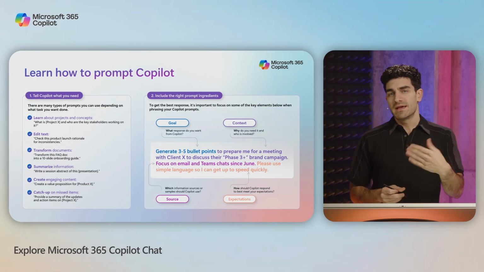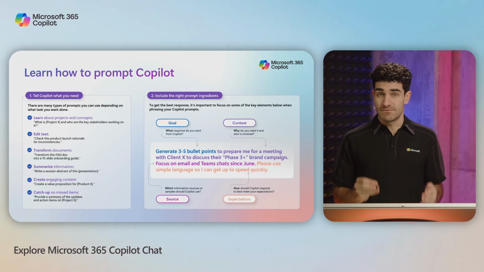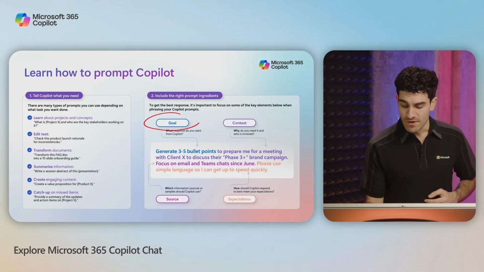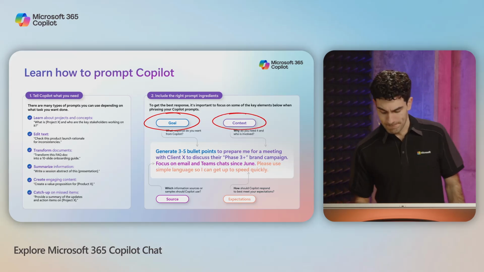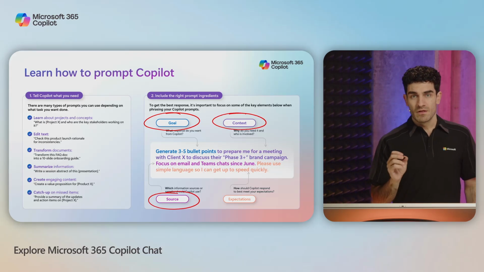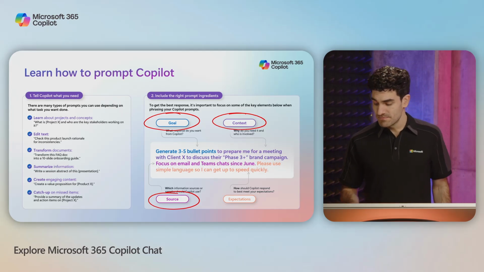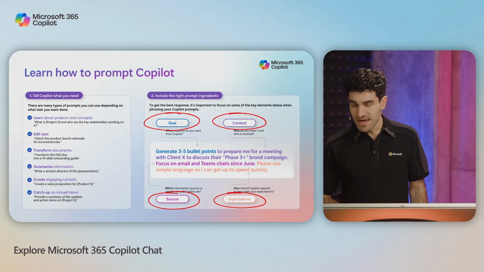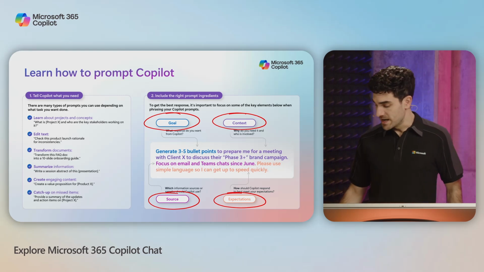When you are creating a prompt, it is best to create a prompt that has these 4 elements: the goal, the context, the sources that you would like Copilot to consult, and the expectations as to how Copilot should respond.